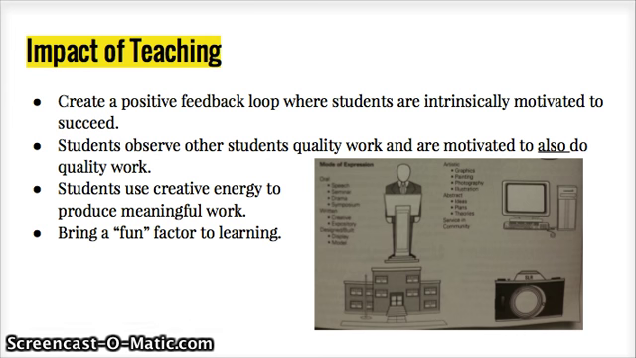Impact on teaching. Interests are, in a way, windows of the world. A developed interest in one area is almost inevitably a route to learning about many other things. Create a positive feedback loop where students are intrinsically motivated to succeed. Students observe other students' quality work and are motivated also to do quality work. Students use creative energy to produce meaningful products.